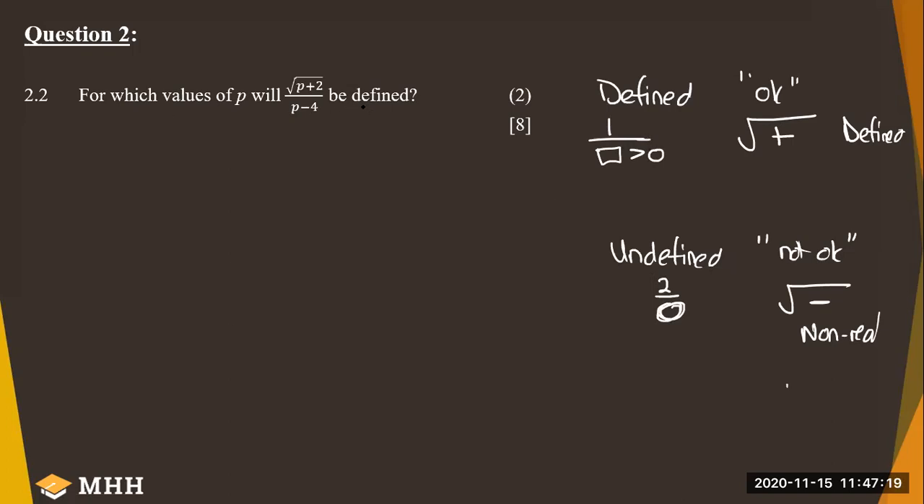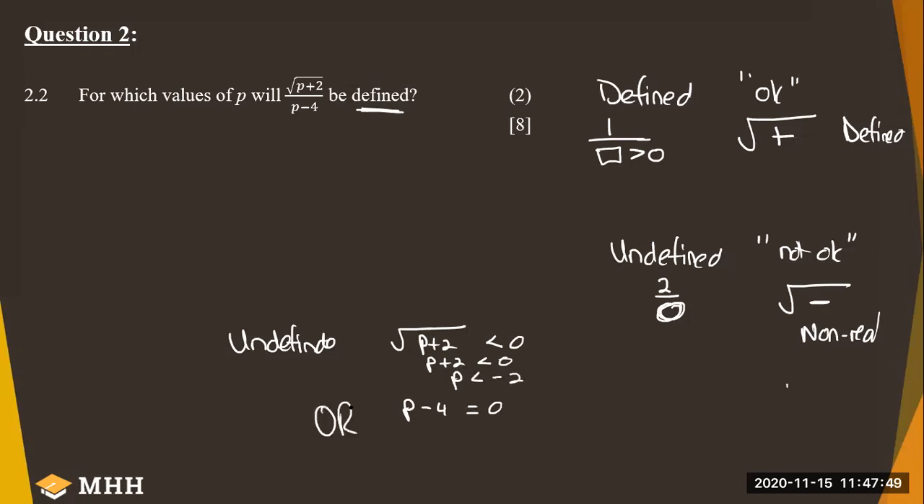Okay. So when will this be defined? They're not asking when will it be undefined, but let me do both. It will be undefined if p plus 2 is smaller than 0, and if p minus 4 is equal to 0, then it will be undefined because I can't have a negative inside the square root. So that will be when p is smaller than -2, or if p is equal to 4. When will this be okay?